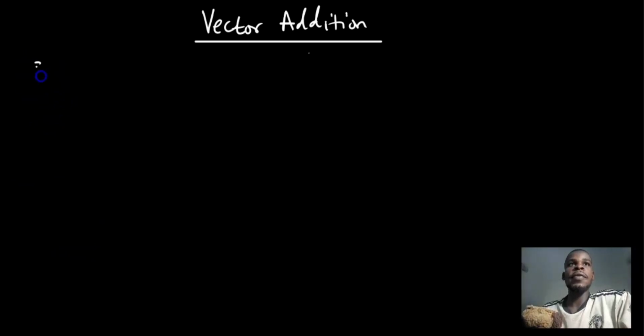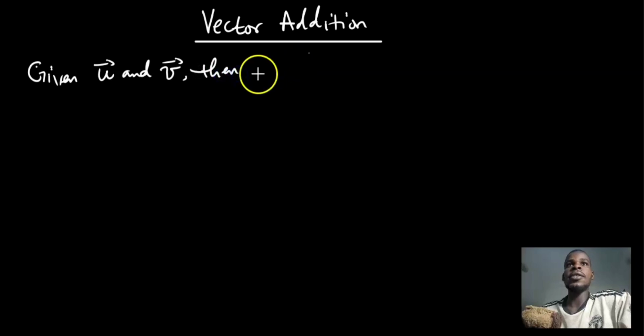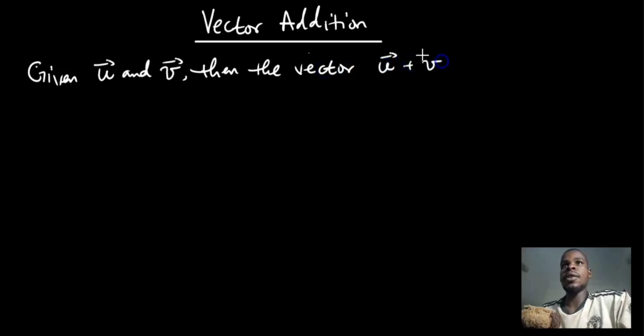So for a definition, I would say given two vectors, let's say the vectors are vector u and v. Okay, then we have that the vector which is given by the sum of these two vectors, u plus v, can be gotten from this.